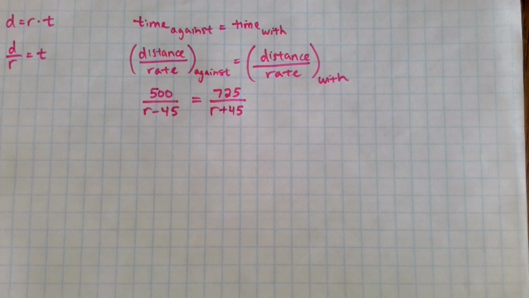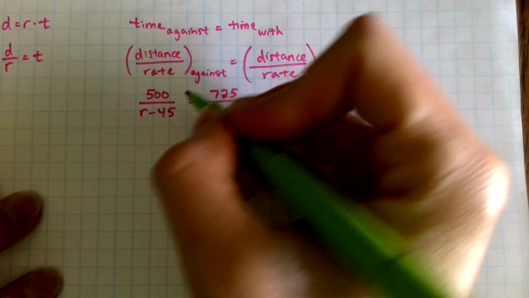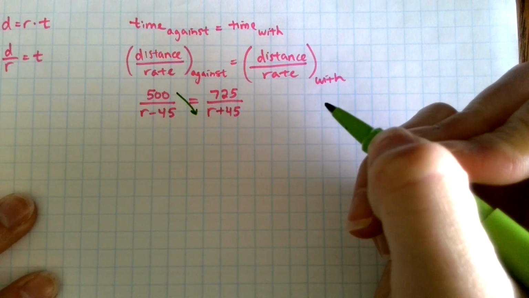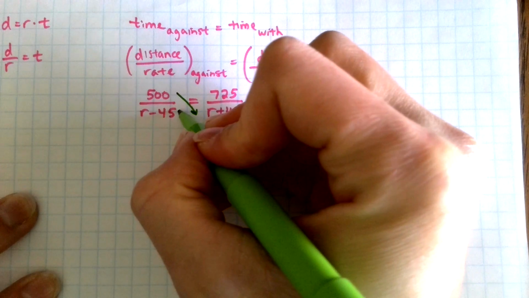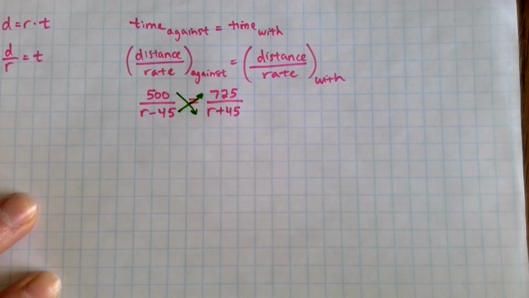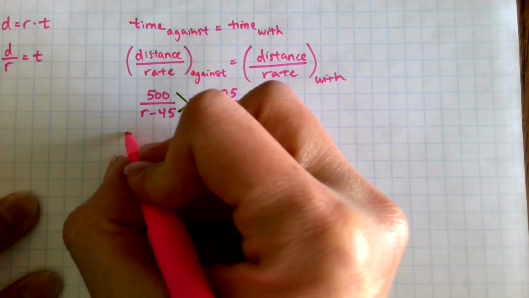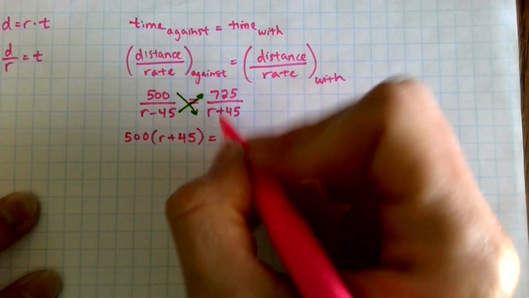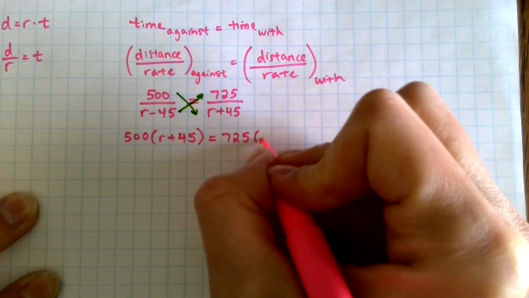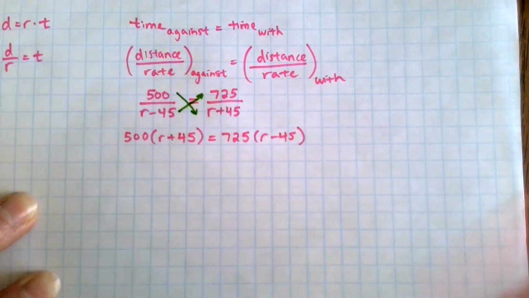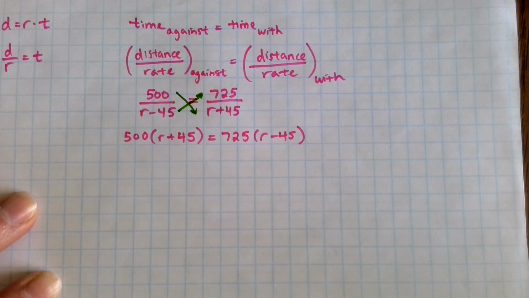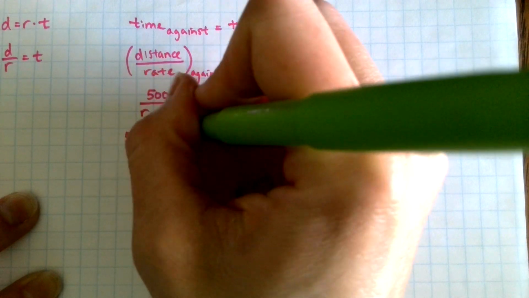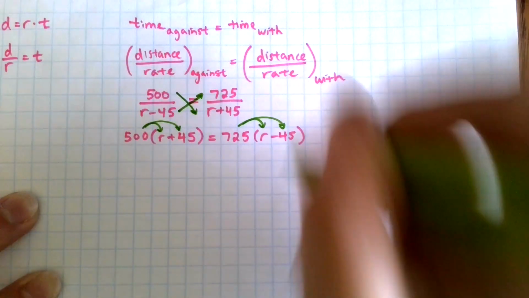And now that we have this set up, we just do our cross products and we're going to solve for r. So doing our cross products, we're going to do 500 times this whole quantity of r plus 45. Then we're going to do the same thing with the other cross product. So we're going to have 500 multiplied by r plus 45 equal to 725 multiplied by r minus 45.